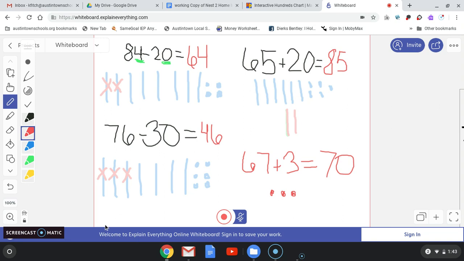Same thing for subtraction. If I had 67 minus 3, okay, you can just use your fingers, but I'm just going to use dots right here to kind of show you. So I have 3 dots. And you can just count backwards, 67, 66, 65, and 64. Because some of these will not be adding tens. They're kind of just all mixed up story problems here.